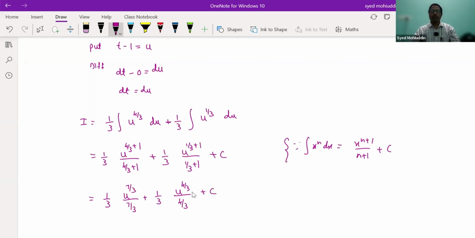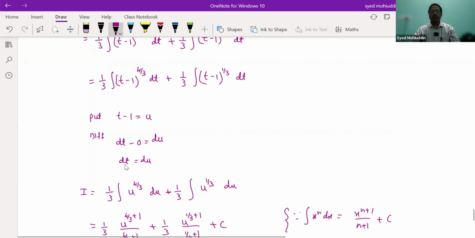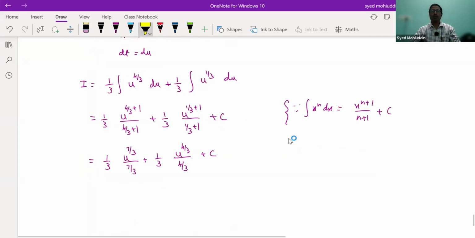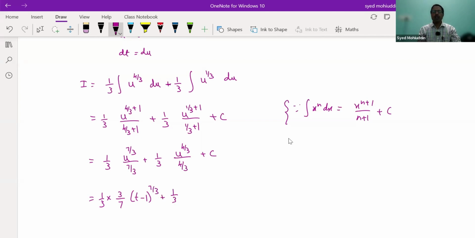But we know the value of u. What is the value of u? You have u value is t minus 1. So put the value of u as t minus 1. This 1 by 3 as it is, 7 by 3 will become 3 by 7. So u value is (t minus 1) whole power of 7 by 3, plus 1 by 3 into 4 by 3. When it comes to the numerator, it becomes reciprocal. U value is (t minus 1) whole power of 4 by 3, plus the constant c.